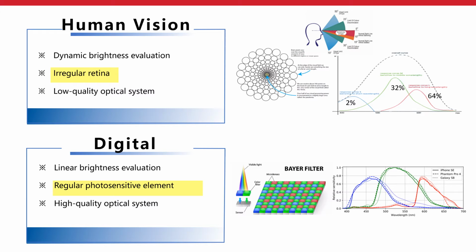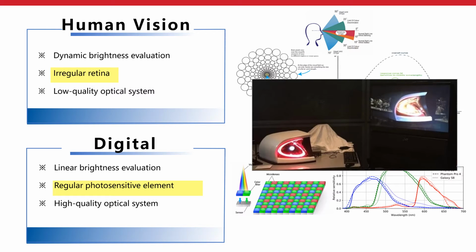The second point is from the point of individual color sensitivity, where the human eye is less sensitive to blue compared to green and red, while digital has a more normalized approach. In this photo, we can see the difference when a human eye views the actual product and when viewed through the digital display.